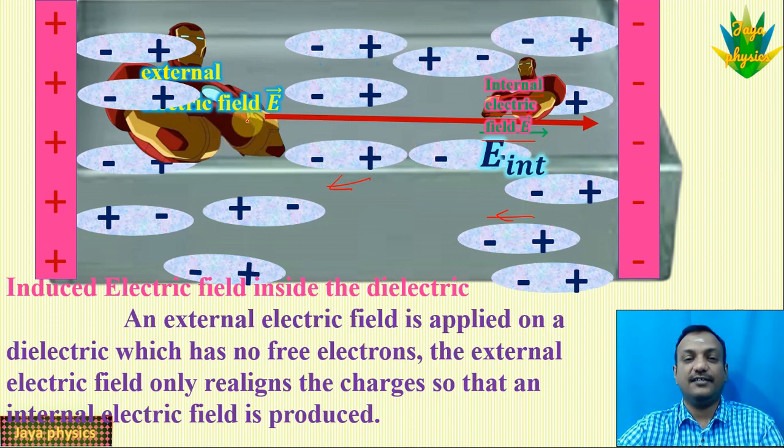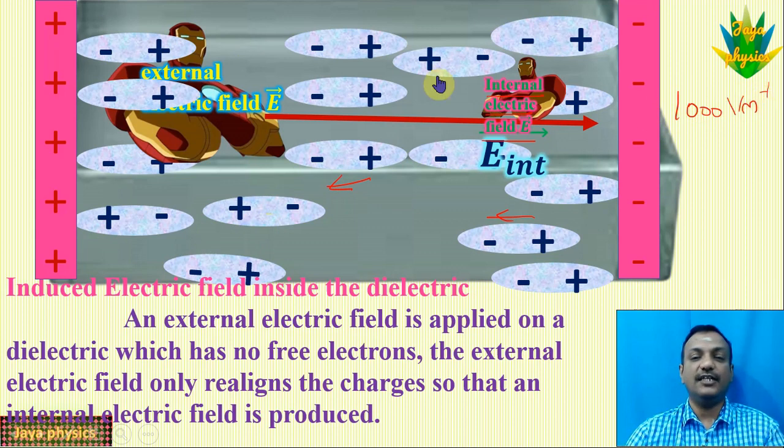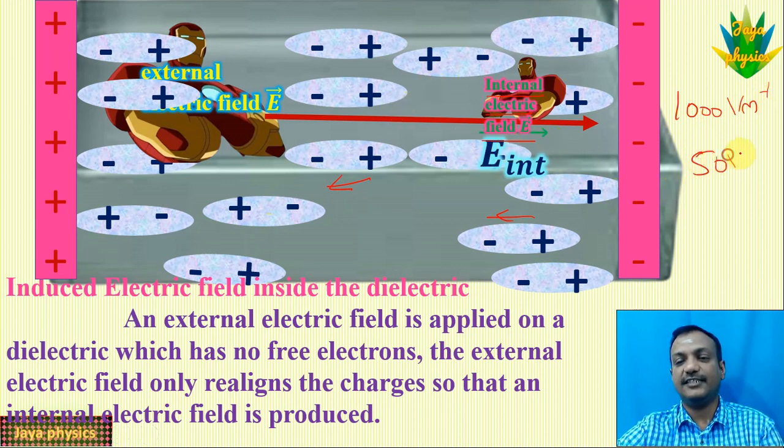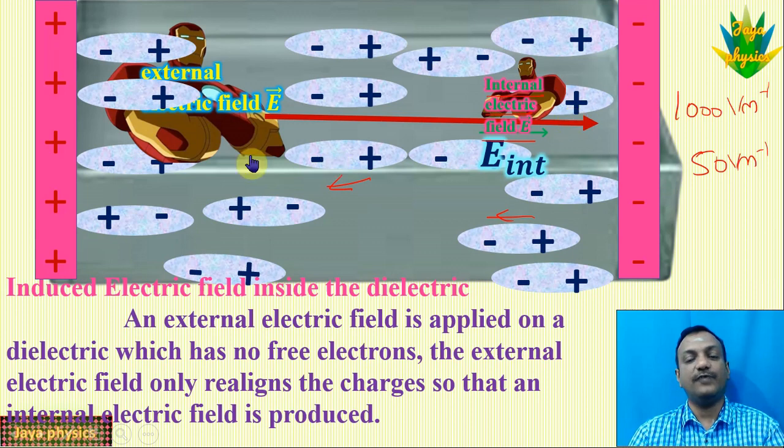Look at the magnitude of our main field, it is very large, 1000 volt meter power minus 1. Look at the value of the internal field, it is very less. I will assume it is 50 volt meter power minus 1. So now put the field 1000 volt meter power minus 1. When applied, the charges align. Due to the alignment of the charges, an electric field is produced. That electric field is 50 volt meter power minus 1.